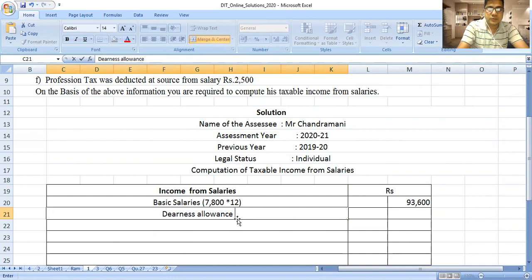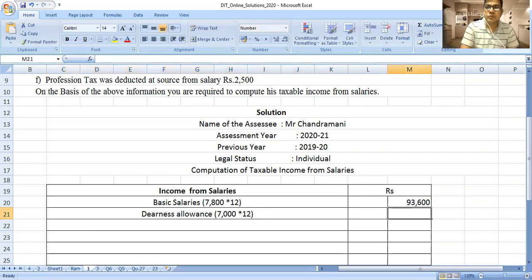It is 7,000 per month into 12. How much will come? Use your calculator. Vaibhav got 84,000. 84,000.